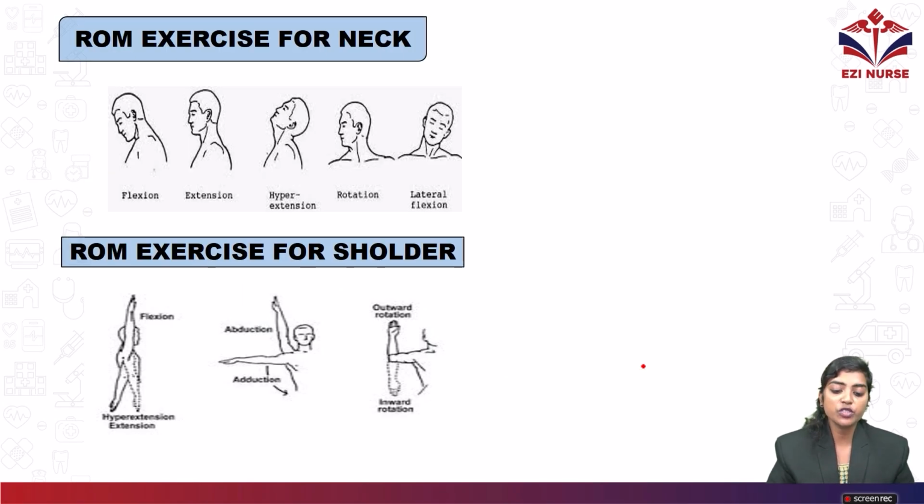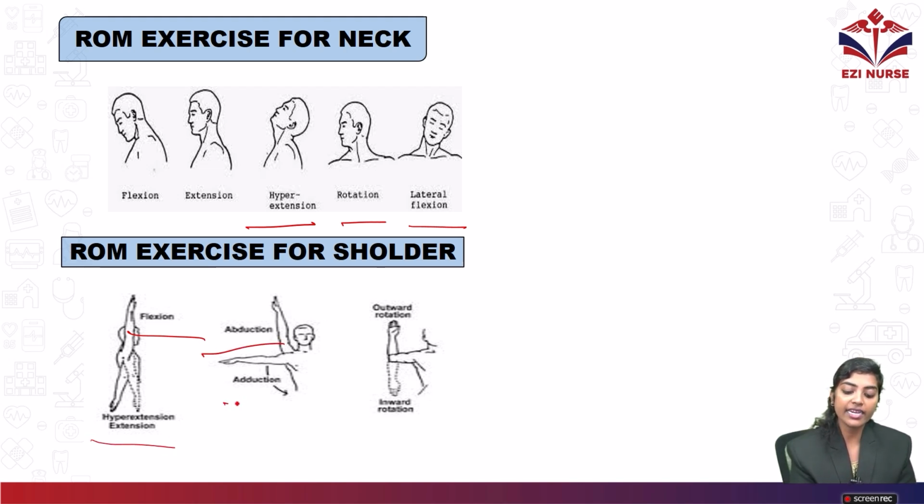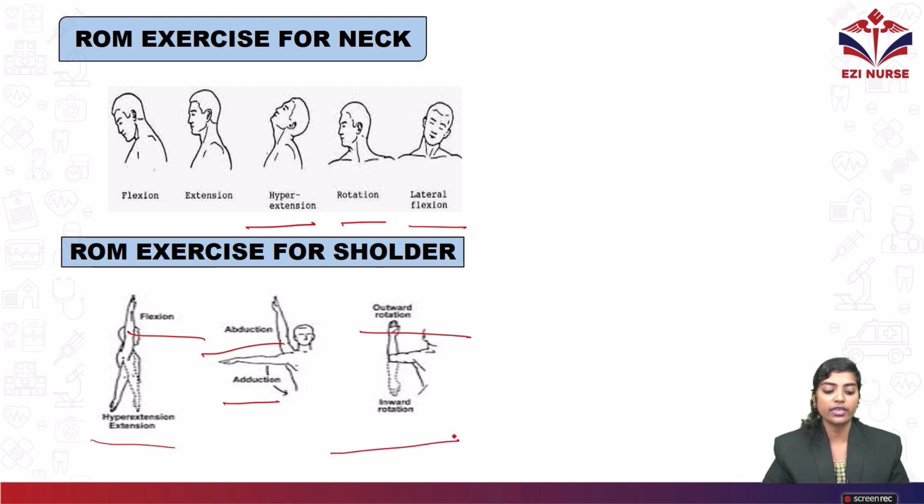Next, range of motion exercises for the neck. These include flexion of the neck, extension of the neck, hyperextension of the neck, rotation and lateral flexion. These are all the exercises under range of motion for the neck. What exercises are there for the shoulders? First flexion of the shoulder and hyperextension of the shoulder, abduction, adduction, outward rotation and inward rotation. These are all the exercises for the shoulder.